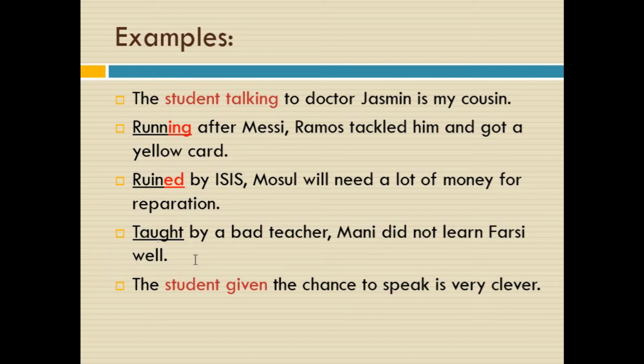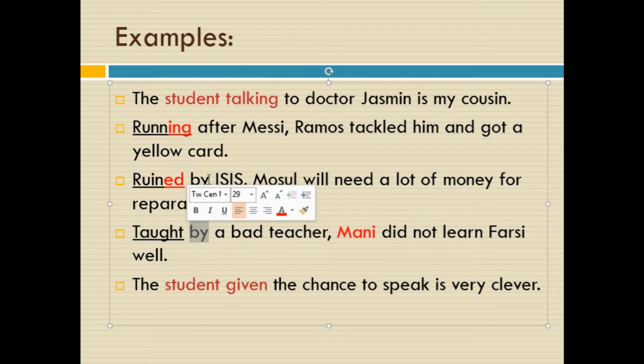My fourth example: taught by a bad teacher, Mani did not learn Farsi well, right? So Mani is the subject of my second sentence, but he is the object of my first sentence, right? Usually you see "by" here, which implies that's the object because you have a passive form. If you take Mani back to the first sentence, the meaning tells you that a bad teacher taught Mani. So Mani comes after the verb, which makes it an object, and because it's an object, we take the past participle form, the -ed form, not the -ing form, right? So that should be clear to understand.